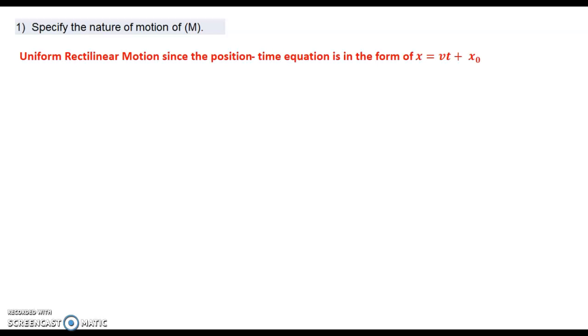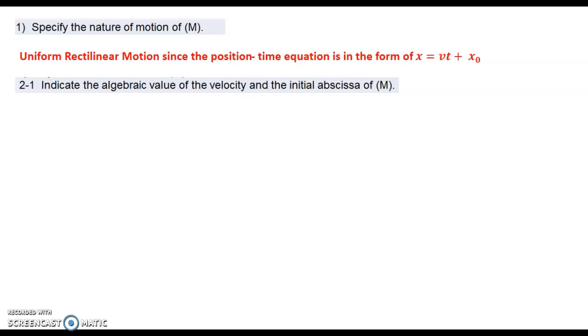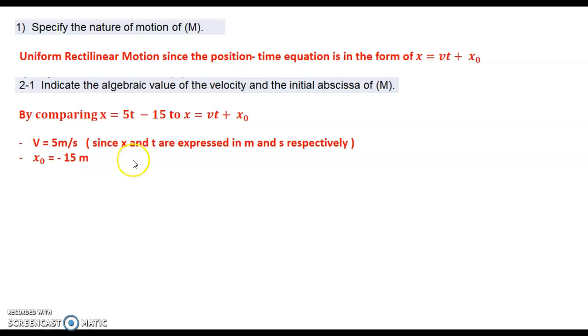Specify the nature of motion of M. Specify means you need to justify your answer. It's uniform rectilinear motion since the position time equation is in the form of x equal vt plus x naught. 2.1 Indicate the algebraic value of the velocity and the initial abscissa of M by comparing x equal vt minus 15 to x equal vt plus x naught.